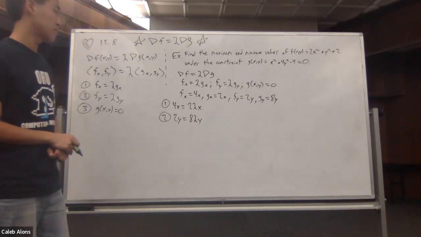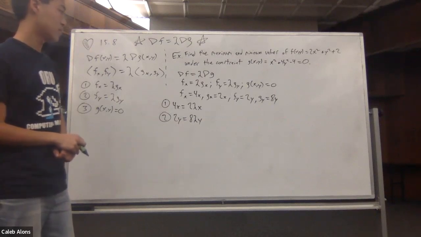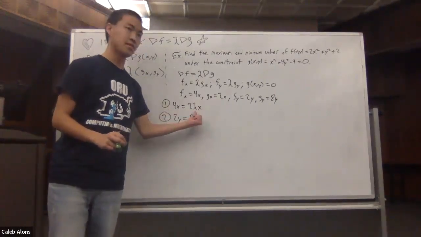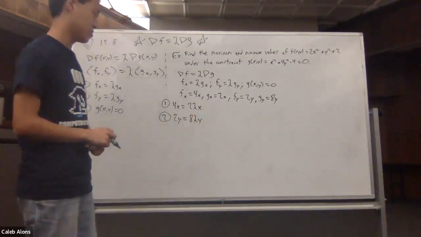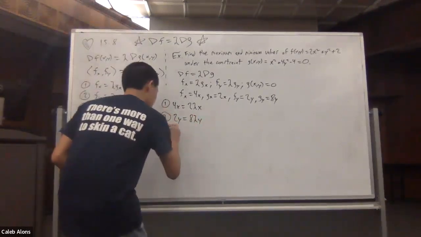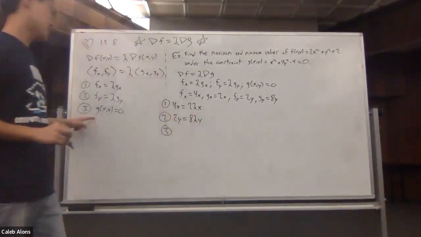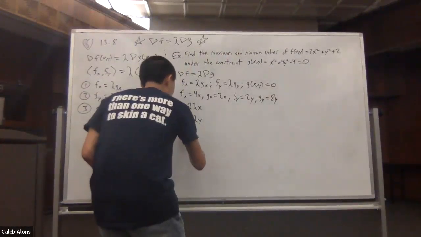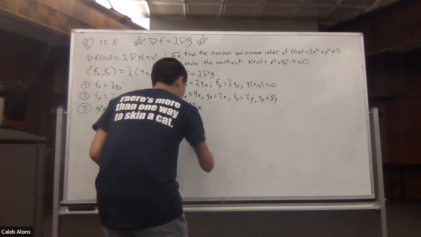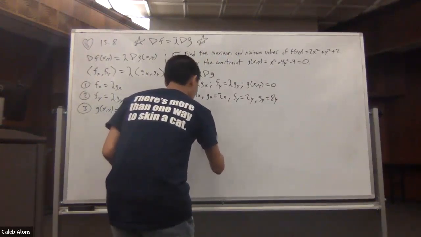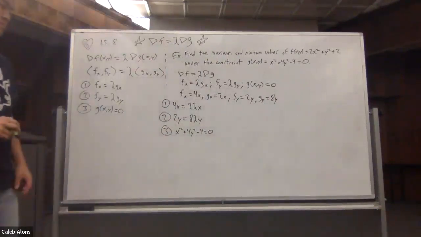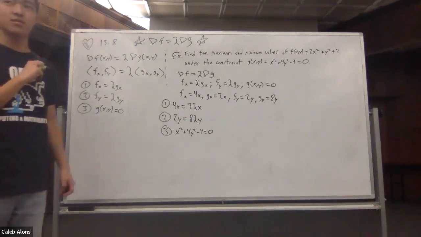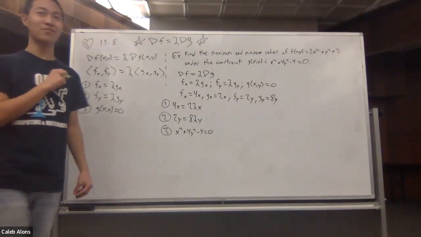For the first one, 4x equals 2x times lambda, but lambda is a constant. And then the third equation is the constraint for accommodating our g(x, y) is 0. Well, that's already kind of been given to us. So we just have x squared plus 4y squared minus 4 equals 0.